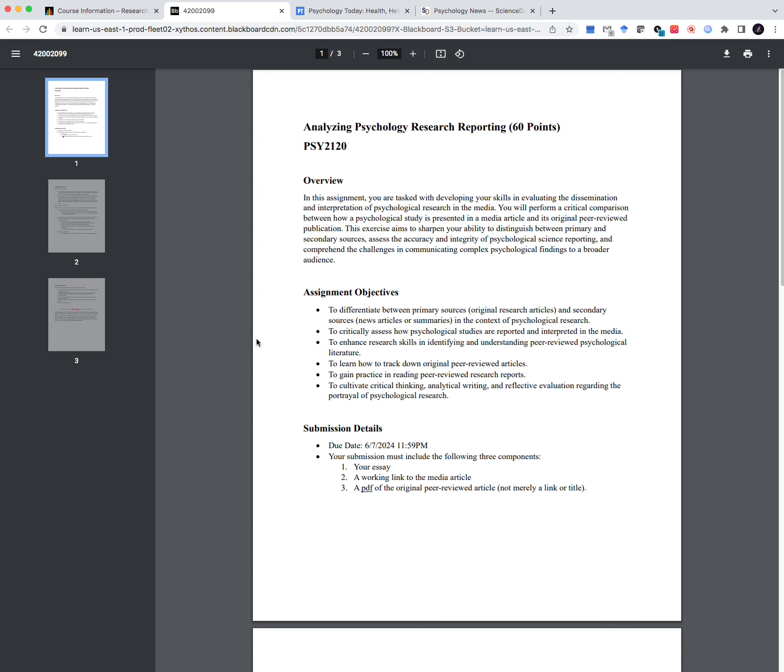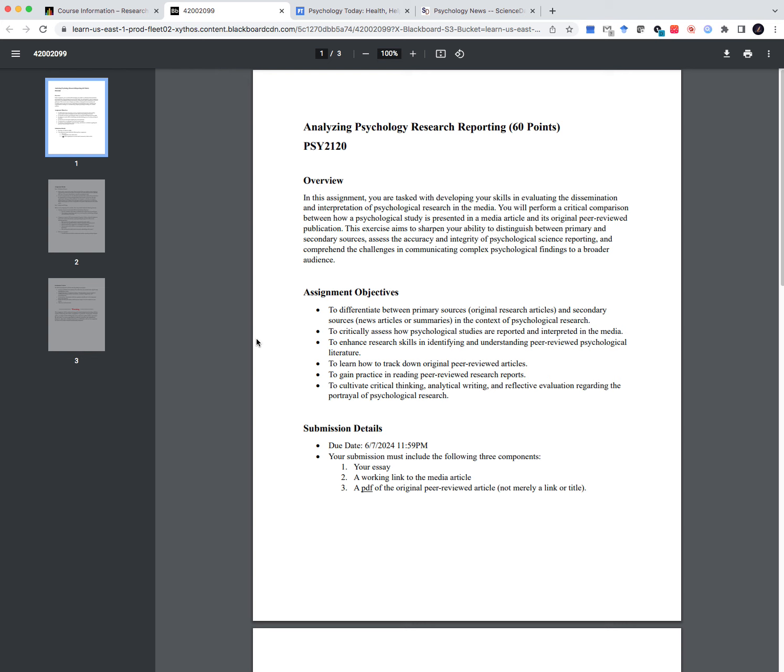All right. Analyzing psychology research reportings, worth 60 points of your grade. And this will be submitted as an essay. So let me read the overview and the assignment objectives. Overview. In this assignment, you are tasked with developing your skills in evaluating the dissemination and interpretation of psychological research in the media. You will perform a critical comparison between how a psychological study is presented in a media article and its original peer-reviewed publication.